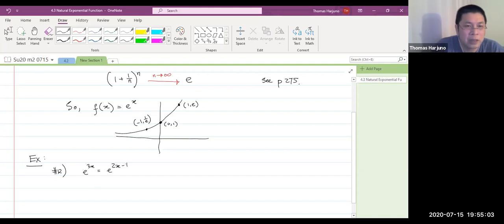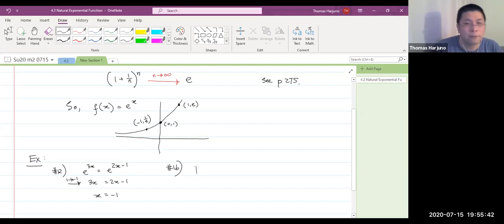You basically replace the e by some other variable, some other base, and it will still work the same way. So it has pretty much nothing to do with that e. But because the bases are the same, we can use one-to-oneness. 3x equals 2x minus 1, so x is negative 1. Mickey Mouse.